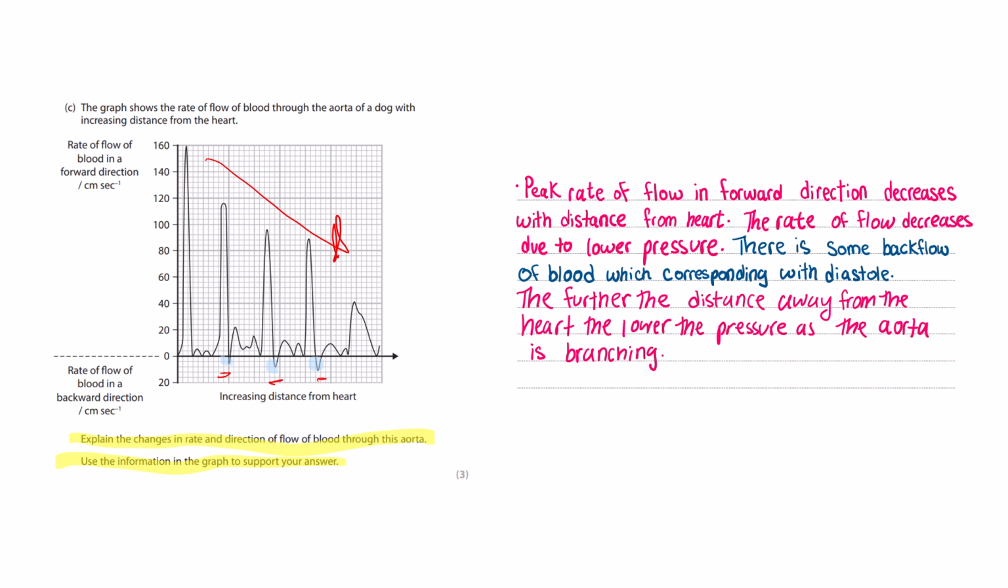Well, the peak rate of flow in forward direction decreases with distance from the heart. The rate of flow decreases due to lower pressure. As the blood goes farther away from the heart, there's going to be less pressure. I hope that makes sense and why. Okay, there's some backflow of blood which corresponds with diastole. The further the distance away from the heart, the lower the pressure as the aorta is branching.